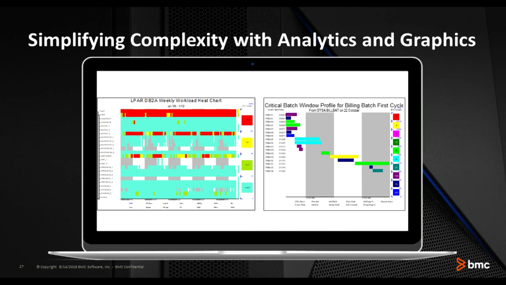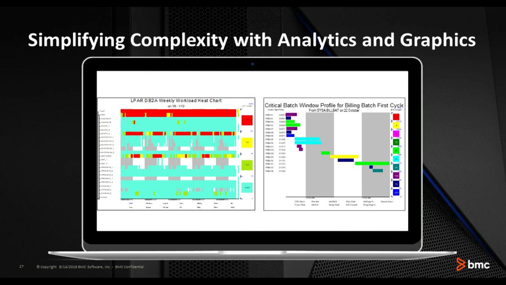Because there's so much data and so much change in the mainframe environment, we have to figure out a way to simplify the complexity. One of the ways to do that is the combination of machine learning and analytics with graphics. I know these look small, but part of putting them small was because the story, I think, is obvious.